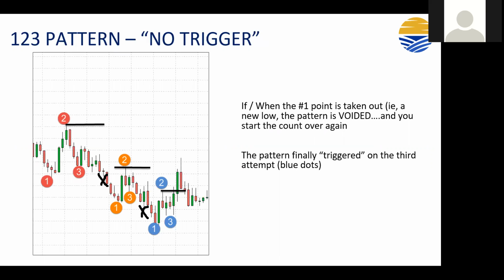Here's an example of a no trigger or voided trade. It's neither good, bad, nor ugly. It is what it is. This is when we have a potential setup, 1, 2, 3 bottom, looking to get long here. Market rolls over, takes out the number 1 low. We start the count over. 1, 2, 3, looking to get long here above the number 2. Market rolls over, we take out the number 1 low. We finally get one last shot here. 1, 2, 3, market breaks above the number 2, and we're triggered into the trade.